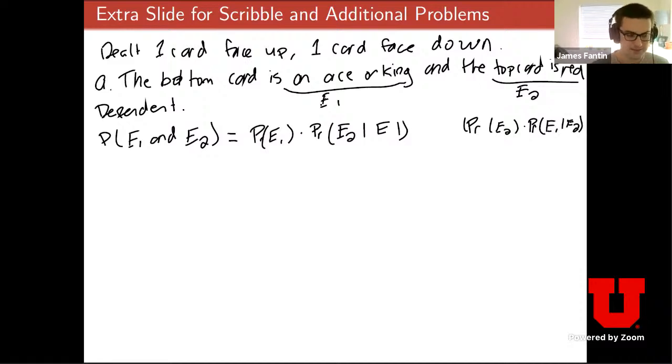This is more complicated. The reason it's more complicated is because event E2 occurs second. We draw the bottom card first. The bottom card's dealt to us first. E2's the event that follows. And it's hard to find what this probability is just on its own, because there will only be 51 cards in the deck at that point. And it depends upon the first draw. So that will be much more difficult. Whereas if we do this one with E1 first, it's a little bit more straightforward.